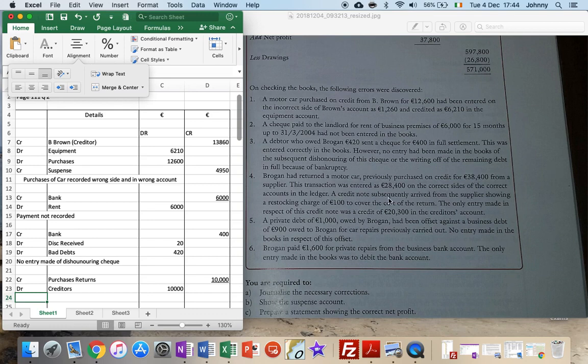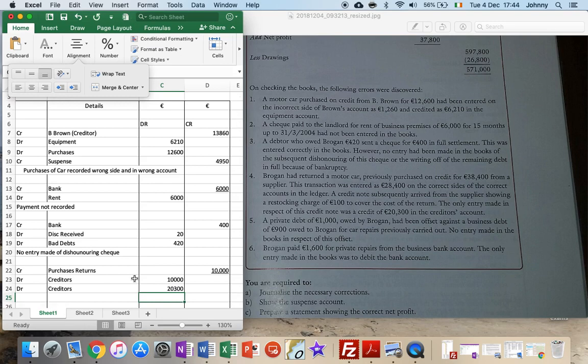So credit note subsequently arrived showing restocking charge of €100. So I should have put it in restocking, I didn't do it. The only entry made was a credit in the creditor's account. So I'll get rid of that by doing the opposite of this. So I'll debit creditors, I'll go debit 20,300. And that means I'll need a suspense of that amount, but I'll come to that again.